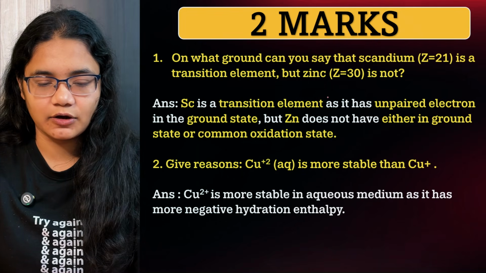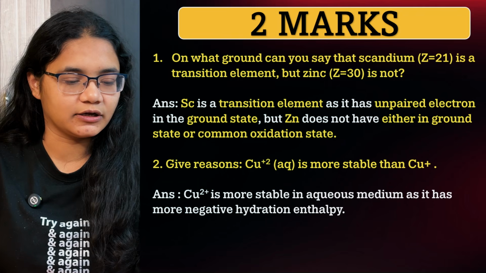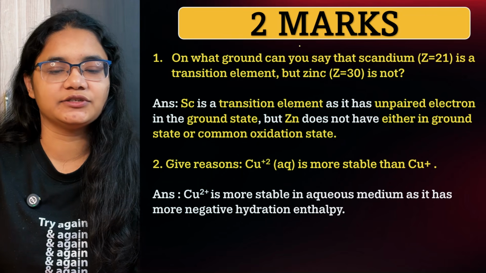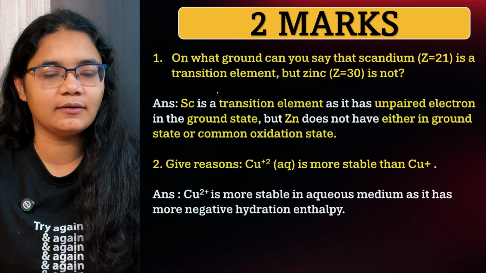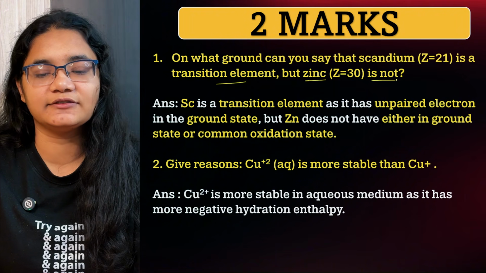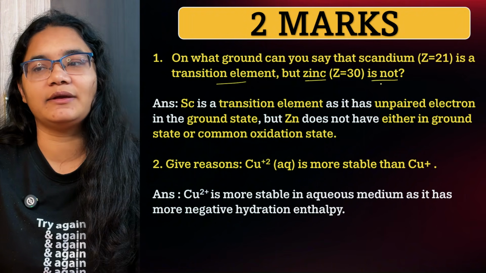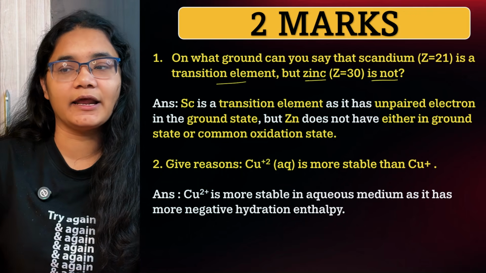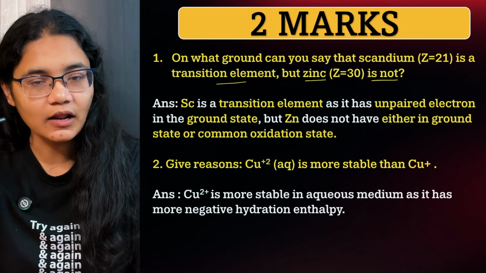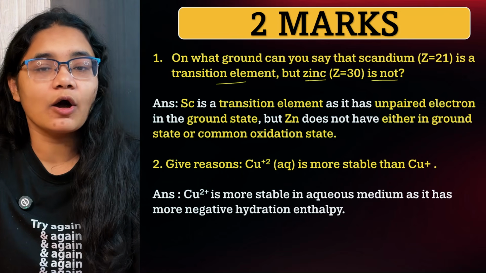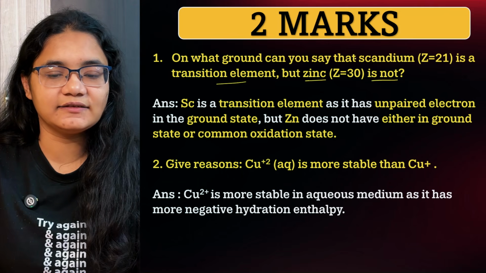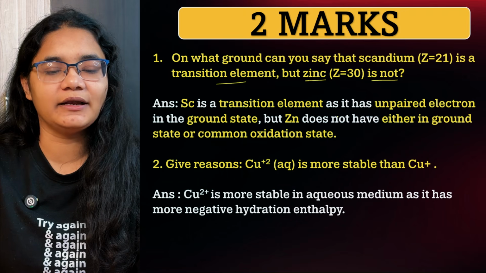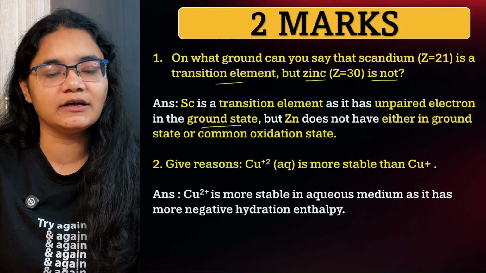Now let's move to the questions. So first we will discuss 2-marker questions. So here the first question is, on what ground you can say that scandium is a transition element but zinc is not? Now the definition of transition element is something where you have unpaired electrons present in the ground state or in the common oxidation state. But if you see, scandium is a transition element as it has an unpaired electron in the ground state.